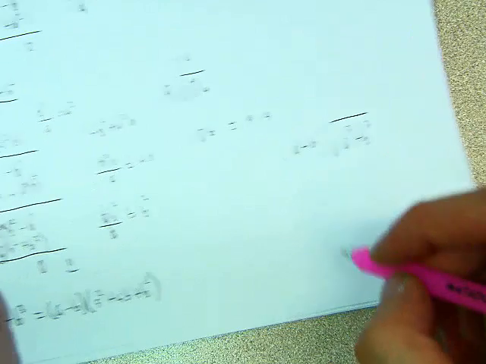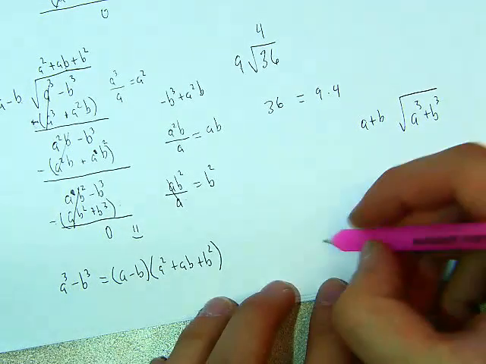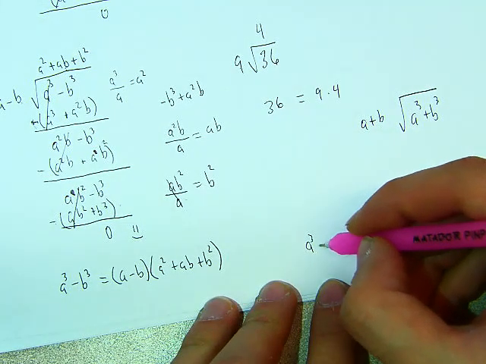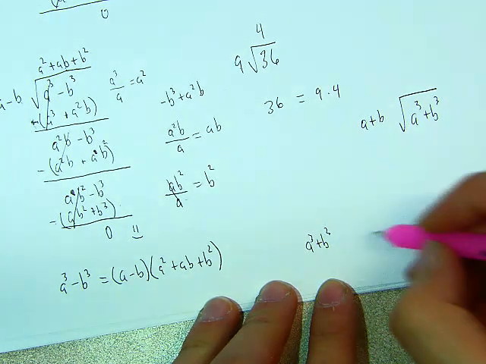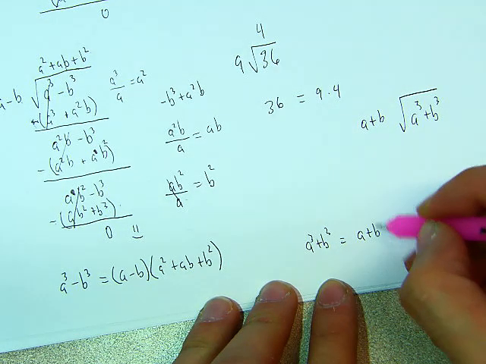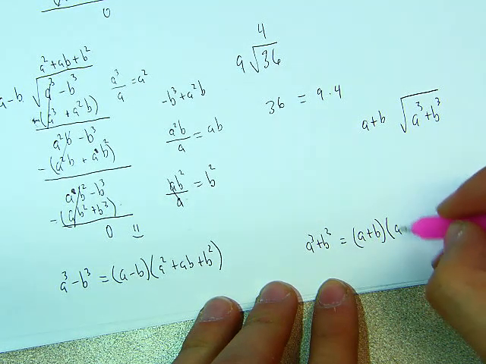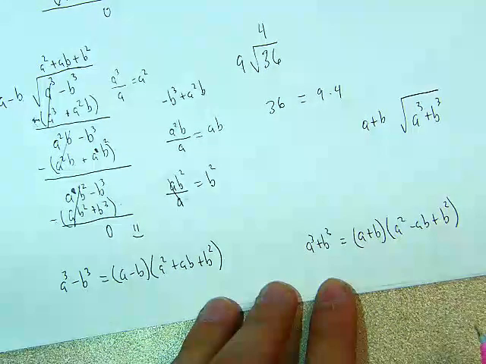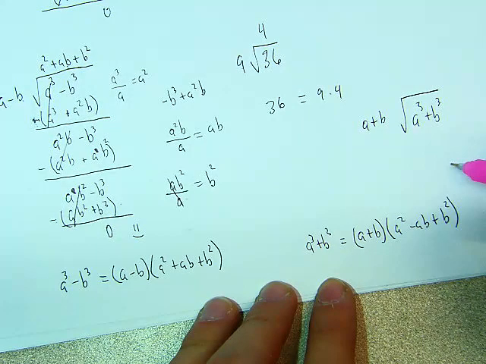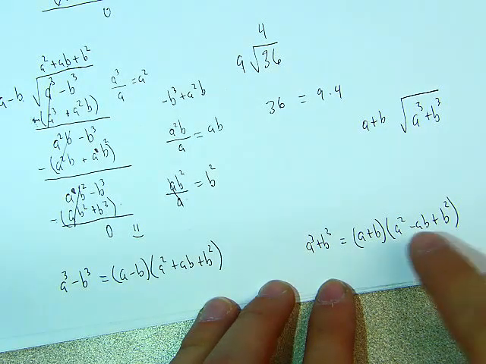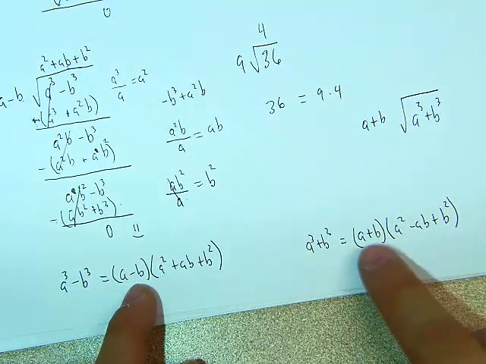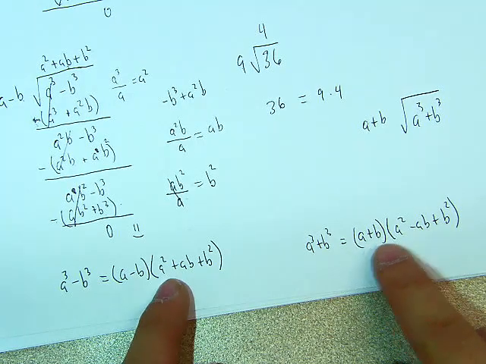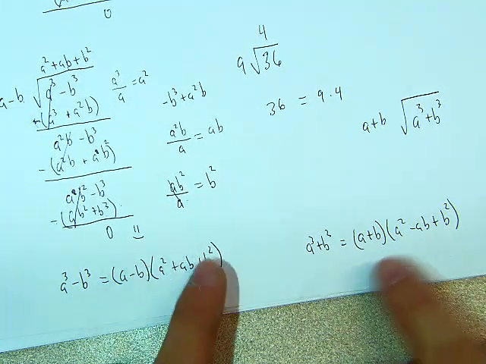But your final answer should be a cubed plus b cubed, right? It will equal a plus b times a squared minus ab plus b squared, okay? Because when you do this, you will get remainder 0, right? And this is the final answer. And look, they're very, very similar.